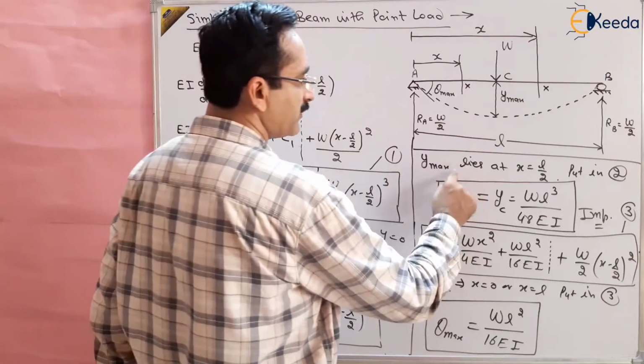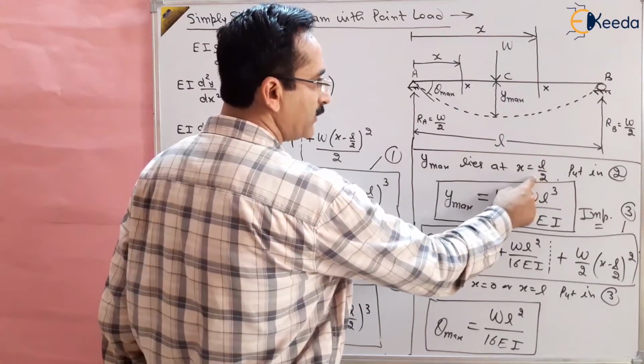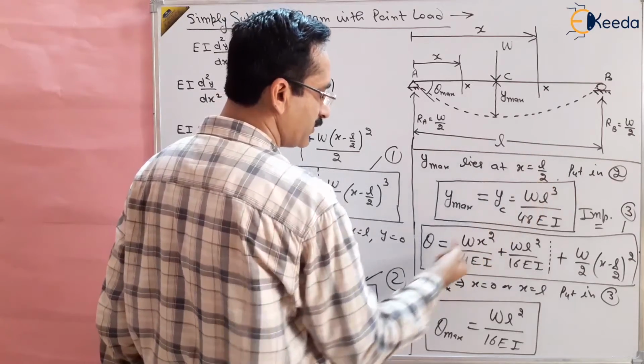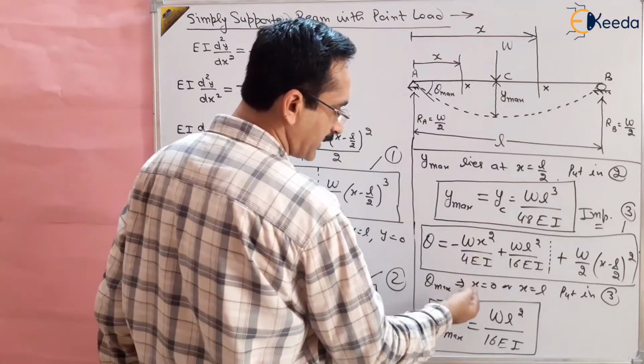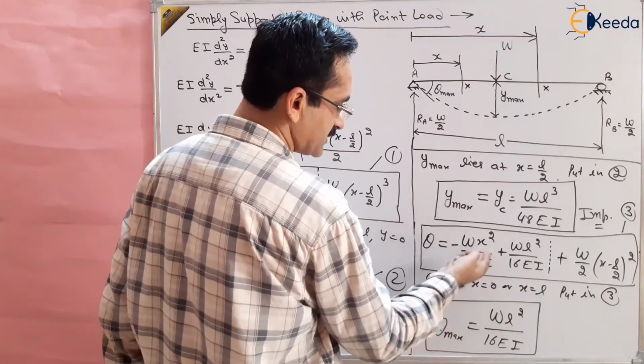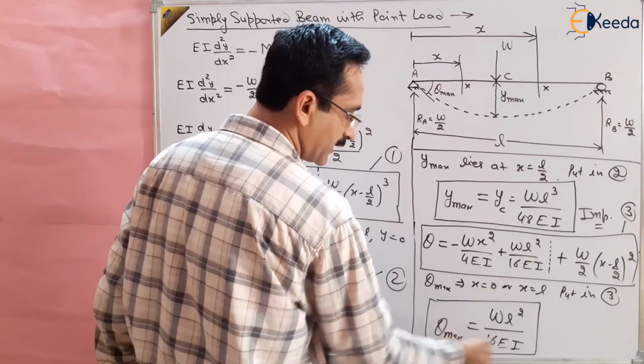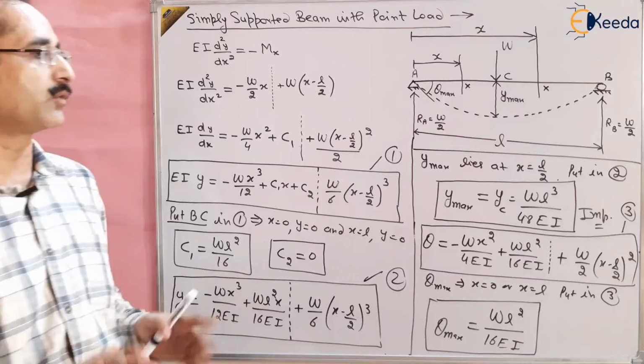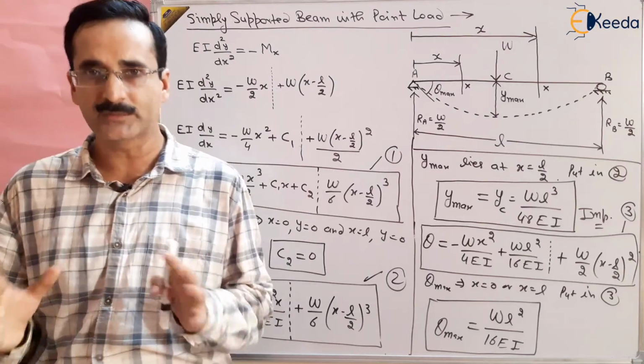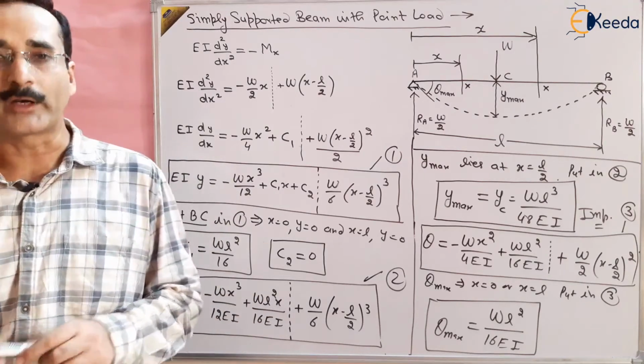When you put x equal to L by 2 in this equation, you will get y max. And when you put x equal to 0 in the theta equation, you will get theta max. So this is how we can find the deflection and slope for a simply supported beam loaded with a point load at the center.